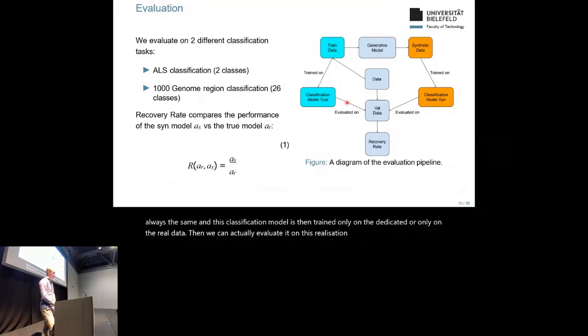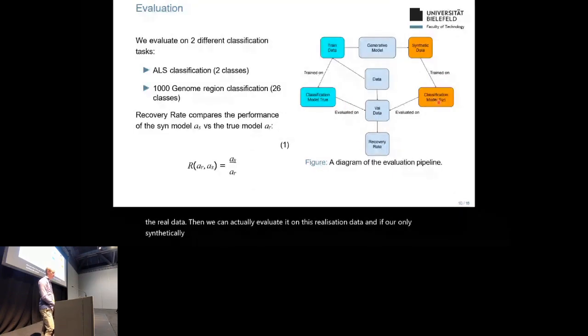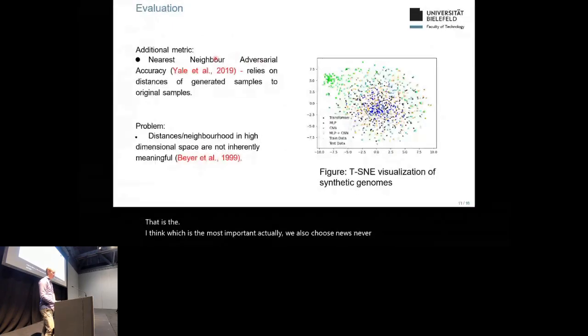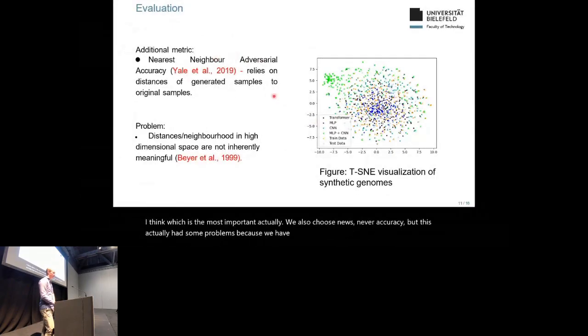And if our only synthetically trained model is good, that means the synthetic data was good, then this recovery rate should be close to 1. So basically, we recover almost original accuracy. Yeah, that is the evaluation metric, I think, which is the most important, actually. We also choose nearest neighbor accuracy, but this had some problems because we have this very high dimensional input space, so it actually didn't perform very well in general, I would say, this evaluation metric.